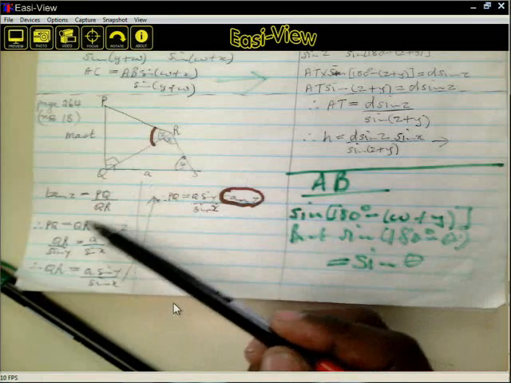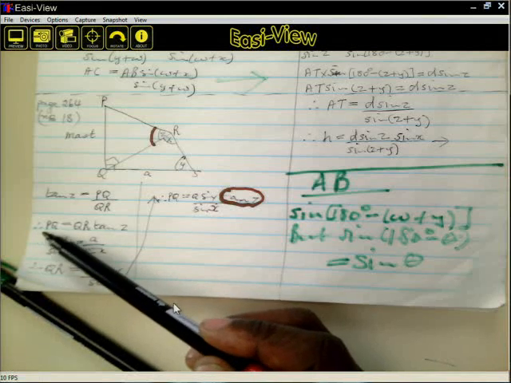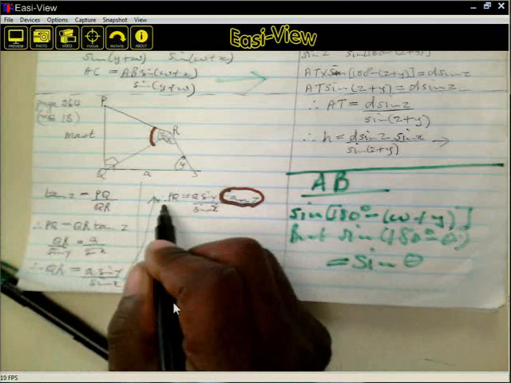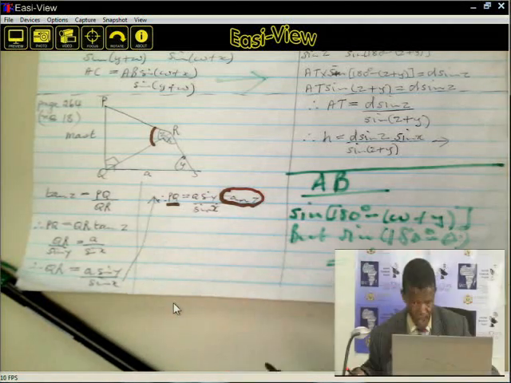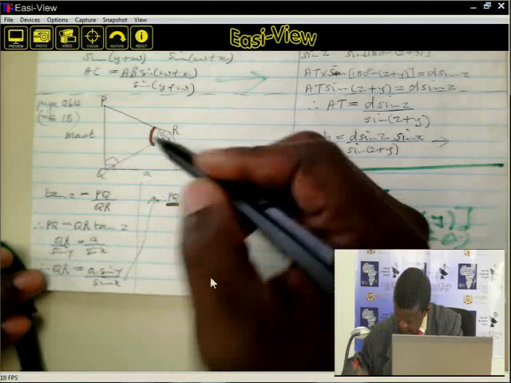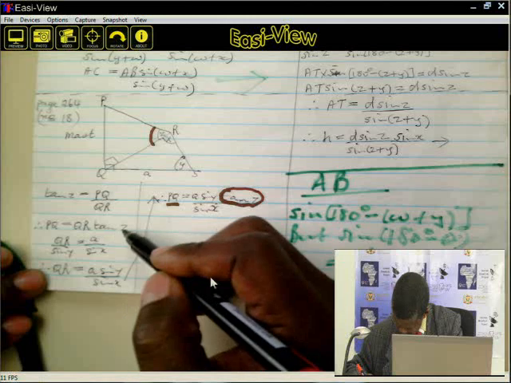From which you make PQ the subject of the formula. Why do you make it the subject of the formula? What you ultimately have to prove has PQ on the left-hand side. So you put it on the left-hand side where it belongs. You have QR tan Z.